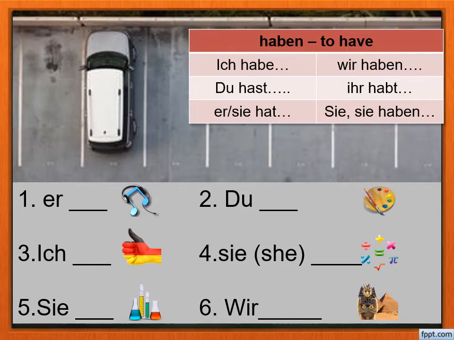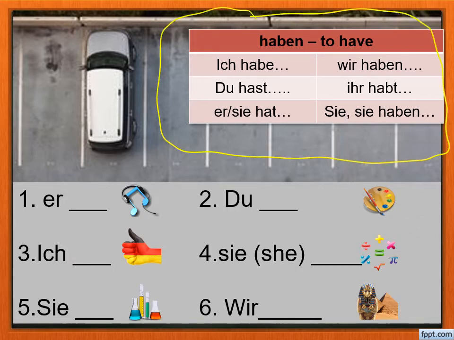Okay, so now for this one, we're going to be practicing using these words here. What you're going to do is create sentences. Yes, you are going to write a sentence. So let's see how we would do this. I'll do number 1 with you. So for number 1, you're going to write hat.